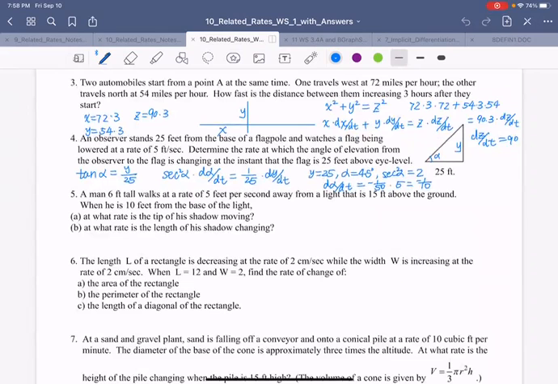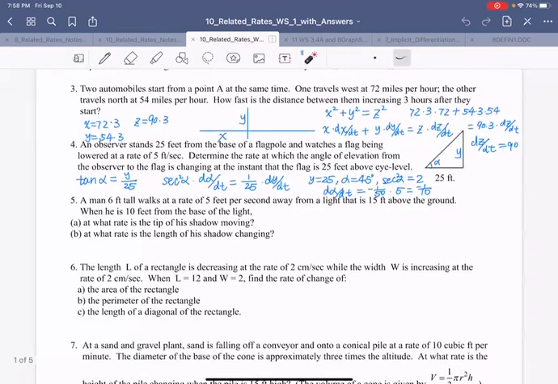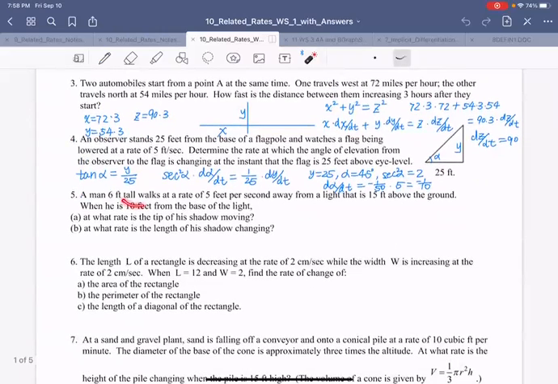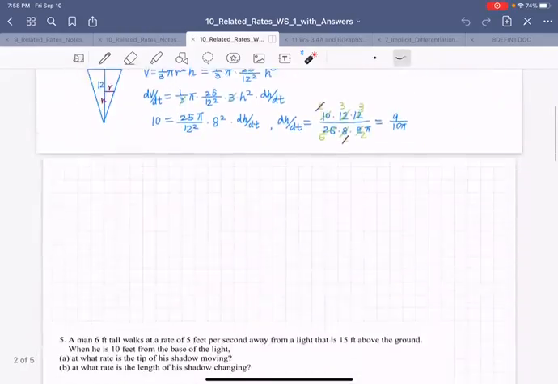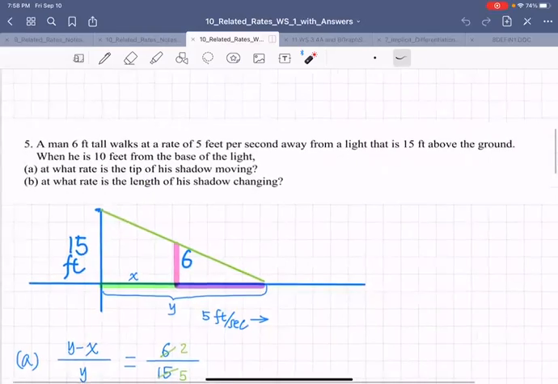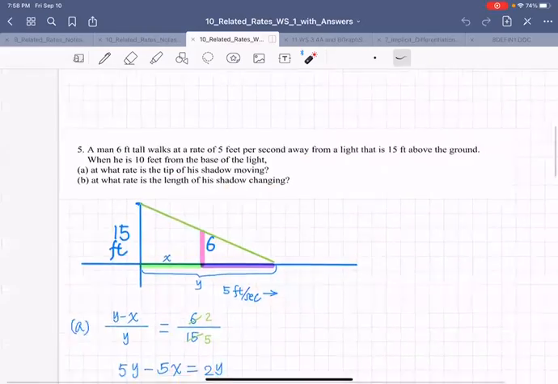I know that this guy here, yes, is asking about the tip of the shadow and the length of the shadow, okay? Olivia, let's do number 5, okay? Go ahead. You can go ahead and read the question.